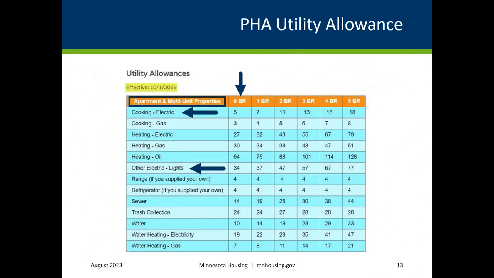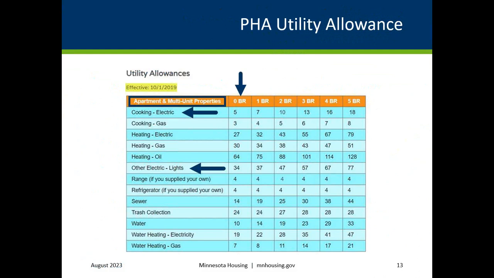What would the UA be for one-bedroom units where the residents pay for electric only and units have electric stoves? If you said $44, give yourself a gold star. For a one-bedroom unit, cooking electric is $7 and other electric lights is $37 for a total of $44. Some PHAs list additional surcharges at the bottom of their charts, so be sure to look for those and include them where applicable.